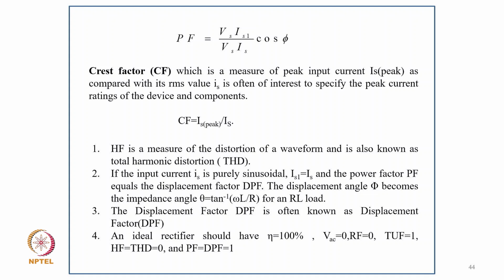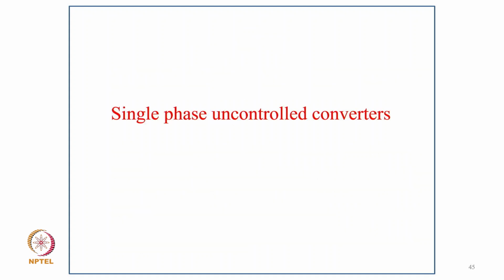If the input current IS is purely sinusoidal, IS1 equals IS, and the power factor equals the displacement factor, that is cos phi 1. The displacement angle phi becomes the impedance angle, phi equals tan inverse omega L upon R for an RL load, and the displacement factor is often known as the displacement factor. An ideal rectifier should have efficiency 100%. So Vs equals 0, Rf equals 0, transformer utilization equals 1, harmonic factor THD equals 0, and power factor equals displacement factor, that is 1.